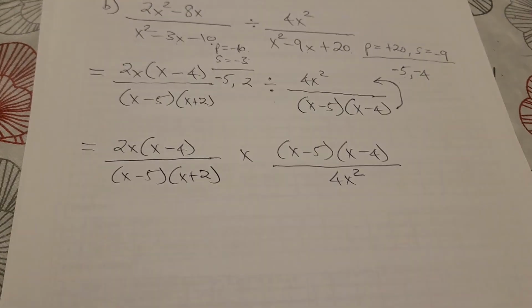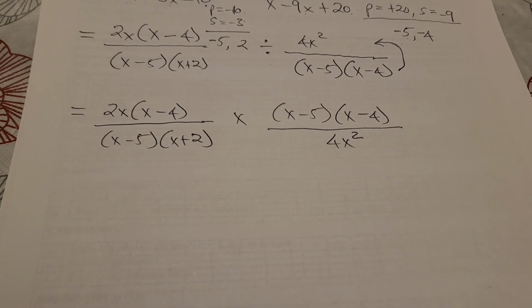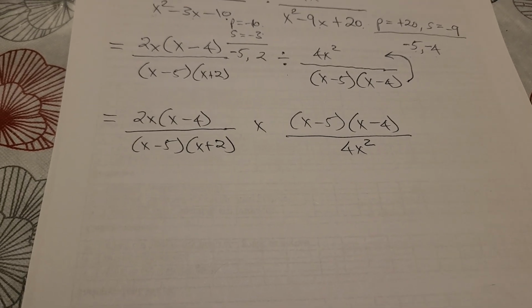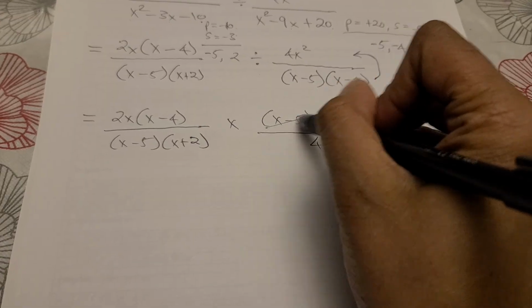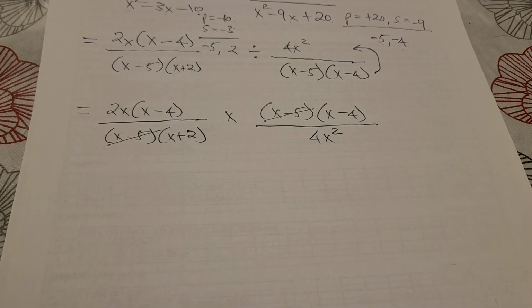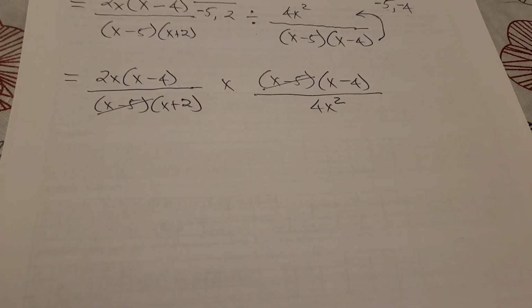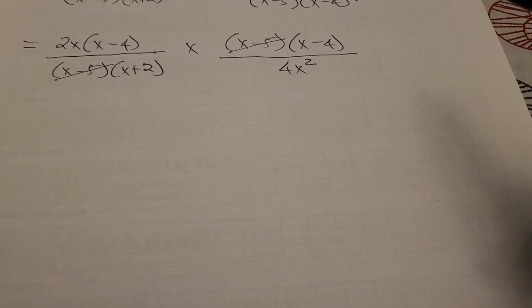4x squared. Right? Hopefully everyone sees that. And then as soon as you get to the multiplication part, now I can actually cancel out the common factors in the numerator and denominator. I see x minus 5, it's gone. All right here. And can we cancel anything else out? We can cancel out the x here as well, and the 2.